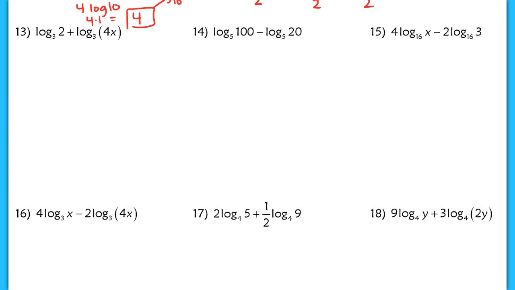Okay, now in problem 13, we actually have a variable here, but it doesn't make a difference with how we try to condense this. Both of these have the same exact base, so I can condense these. There's a sum here, so I'm going to write that now as the product. So I have log base 3 of 2 times 4x. So 2 times 4x. So this is log base 3 of 8x. This is as simplified as that expression would get. And I'm going to put that in parentheses so that I know that this product here is together.